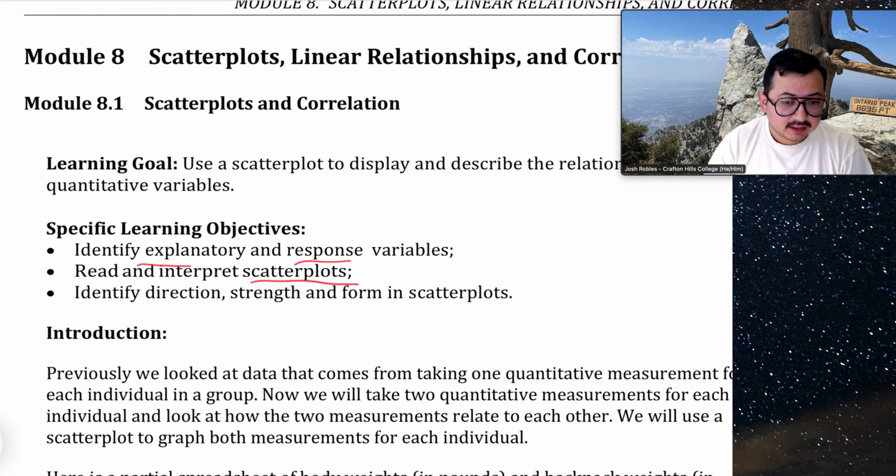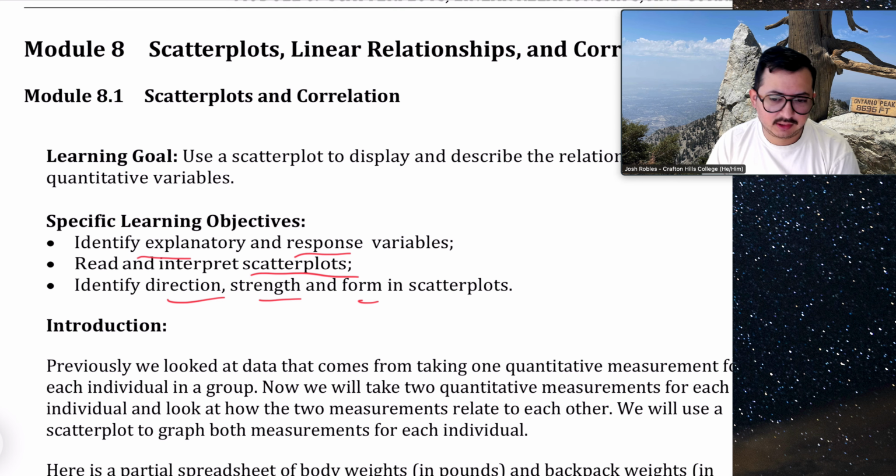Scatter plots is how we graph these. And there are 3 terms that we use to describe the scatter plots. So there are 3 categories of vocabulary terms to say how those variables are related, especially when you're using a graph.